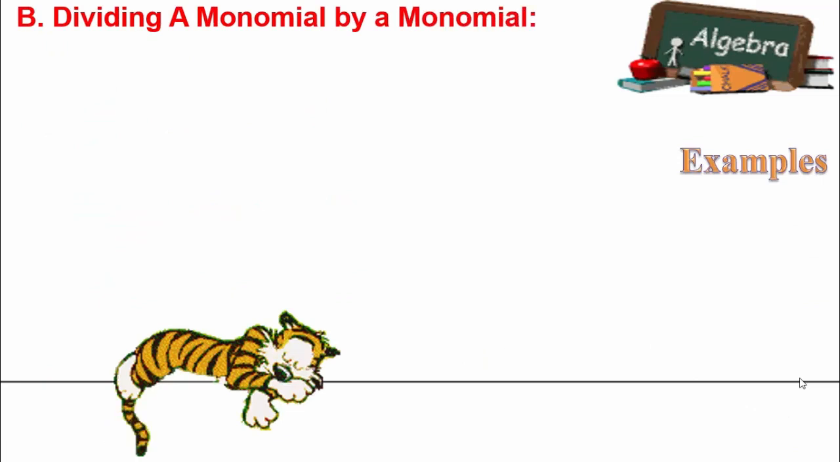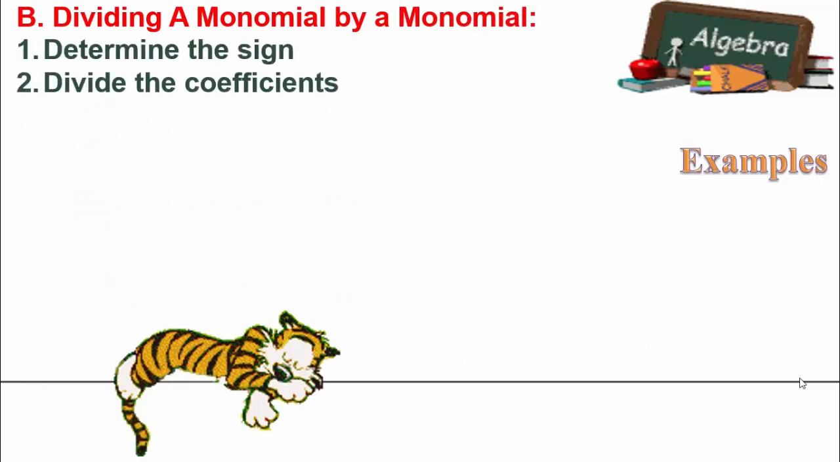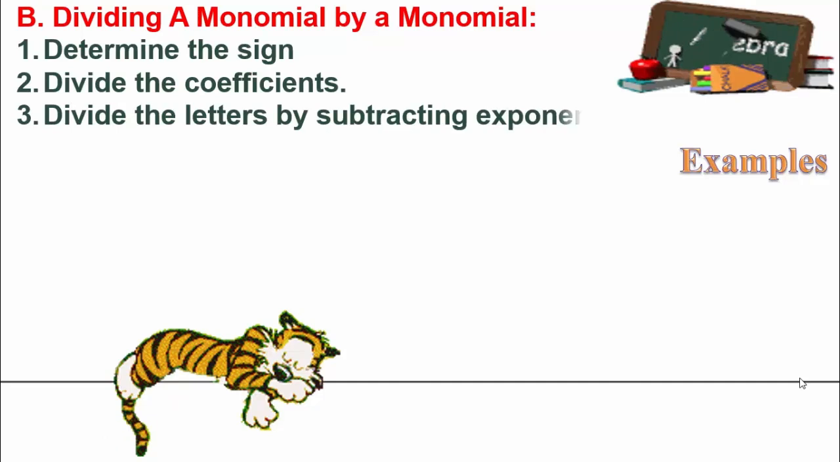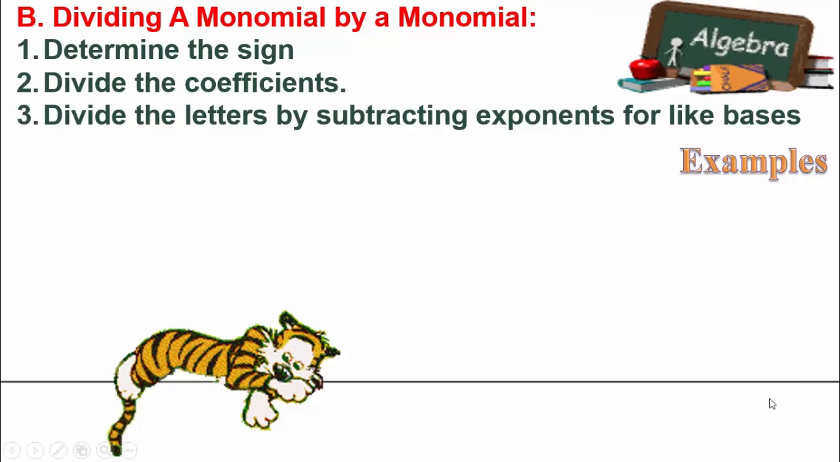When dividing a monomial by a monomial, we must first determine the sign, divide the coefficients, and divide the letters by subtracting the exponents for like bases. So why don't we do a few examples to understand what this means.